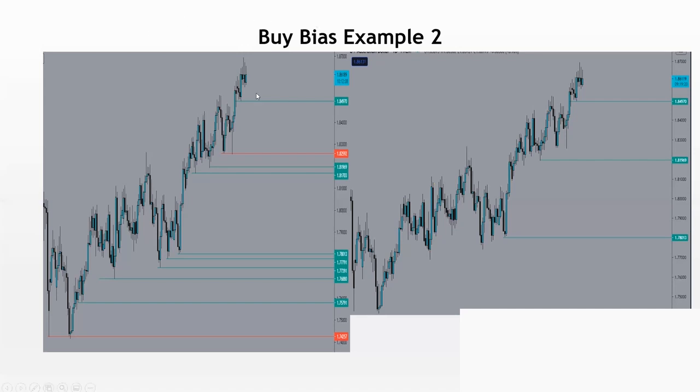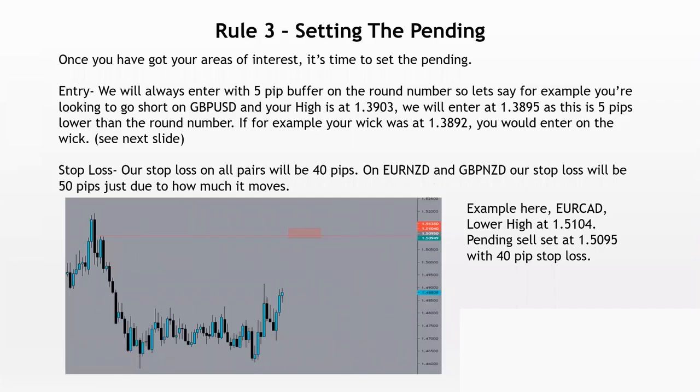Perfect. So what we'll do now is go on to rule 3, which is setting the pending trade. Once you've got your area of interest, for example here, a lower high within the market which lined up with the round number. In regards to entry, we will always enter with a 5 pip buffer on the round number.